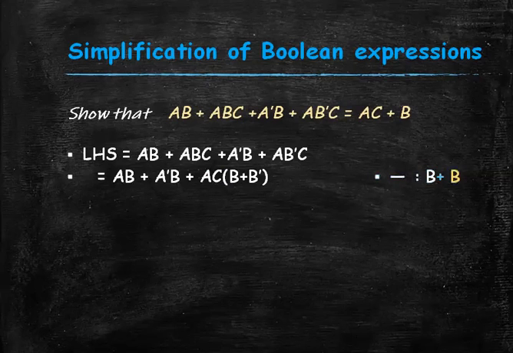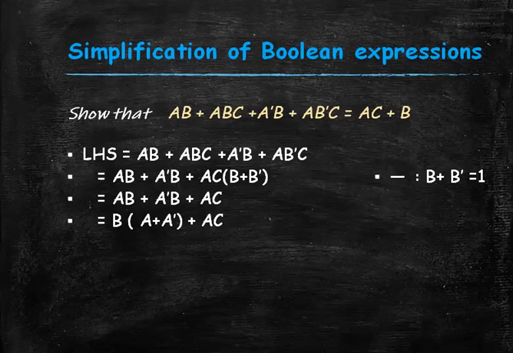We know that B + B bar is equal to 1. Then we get AB + A bar B + AC, and we take B common from the first two terms, and we write B(A + A bar) + AC, and we know that A + A bar is equal to 1, then we write it is B + AC. The result is AC + B.